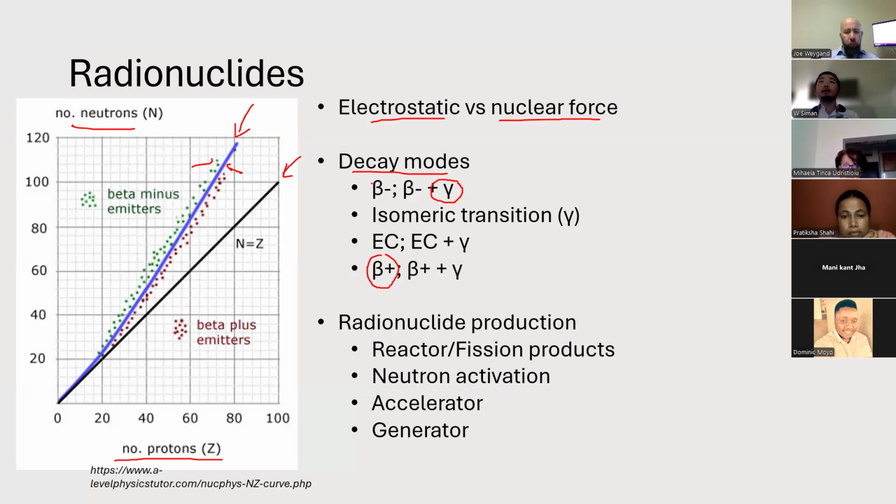Regarding the decay modes and the radionuclides, I think you can ask Joe. There are lectures given by Ben, which are very good, and he discussed this in more detail, so I'm not going to repeat it here.